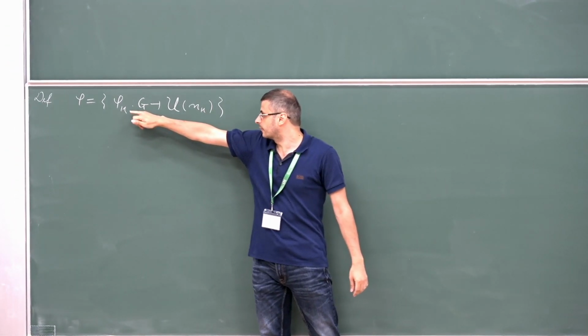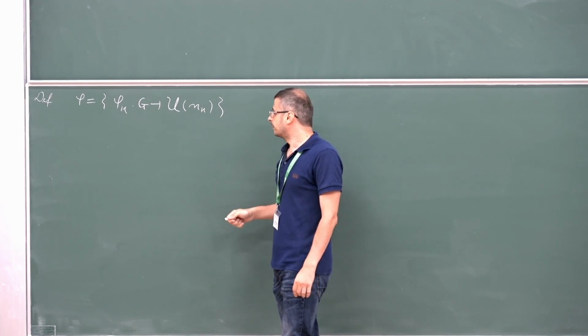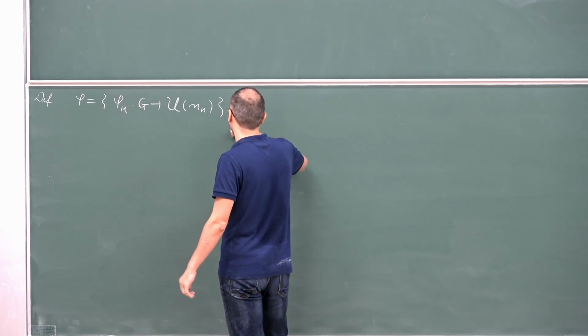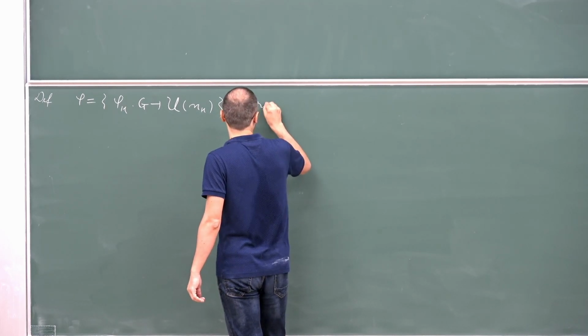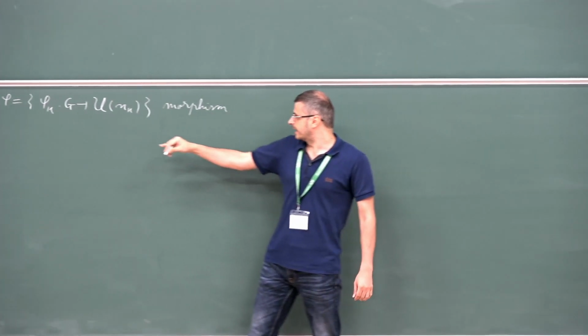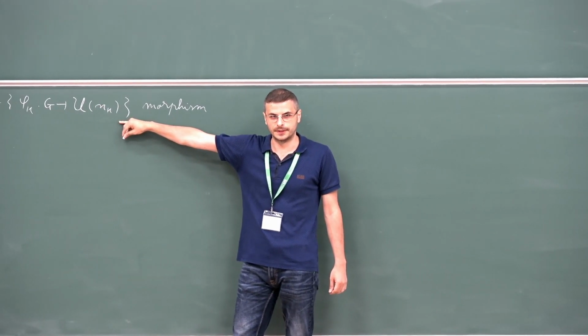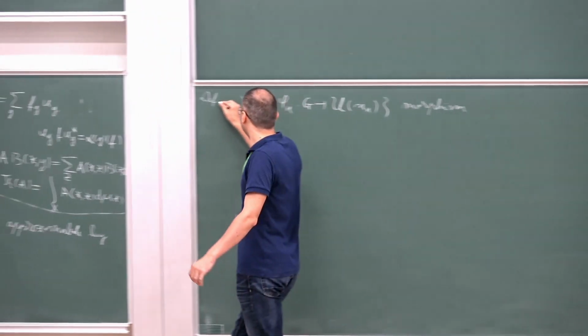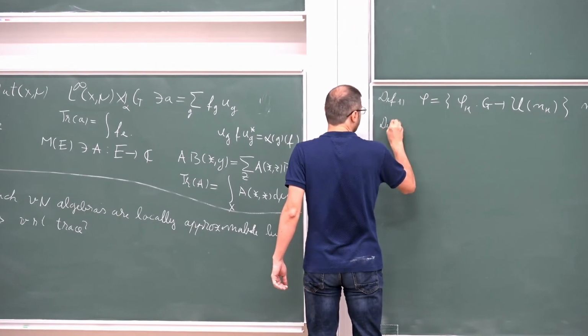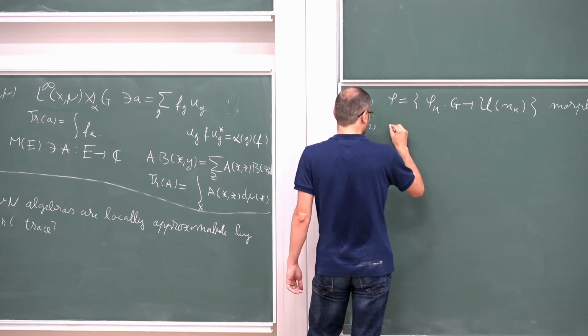A sequence of maps from the group G to unitary matrices. I will refer to such a collection as a morphism if each of these maps is a morphism. So it will be just a sequence of representations. The second definition is a weaker version of this, and it's the important one, the notion of hyperlinear morphism.